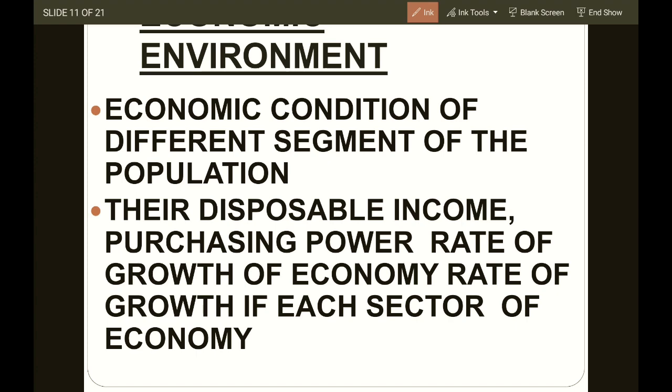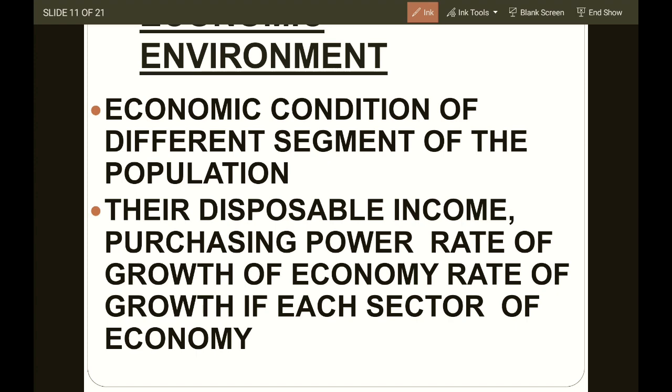Very, very important. Economic environment: we need to see the economic position of any country before starting a business activity. You need to see what financial institutions are there, what rate of loan they are giving, what is the growth of the economy, what is the position of the economy, whether inflation, deflation or recession is there, what is the position of GDP, GNP, per capita income, and all the factors and forces which are very, very important.